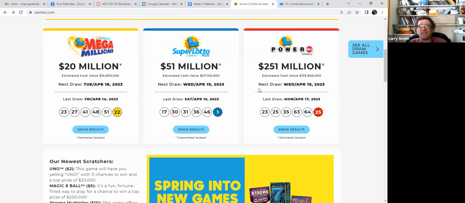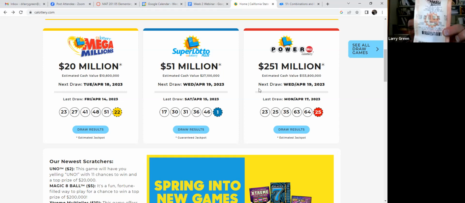Here's the lottery page, by the way. Which lottery do you want to play with? Mega Millions, Super Lotto, or Powerball. I'll let you choose. Pick one. For the first one to type it in the chat box, that's what I'll use. Okay, Mega Millions.